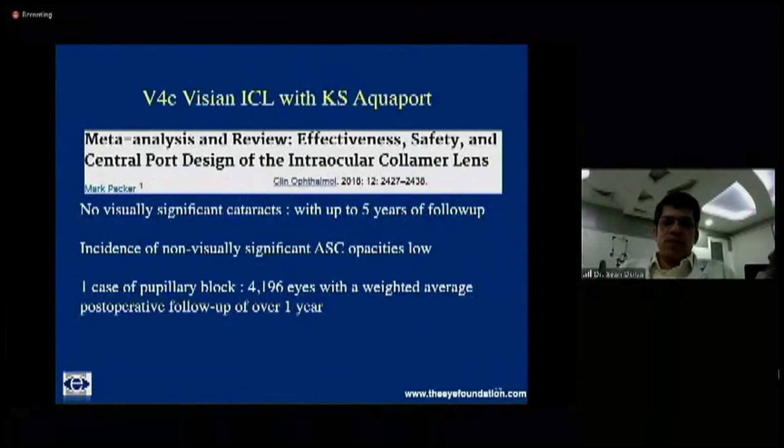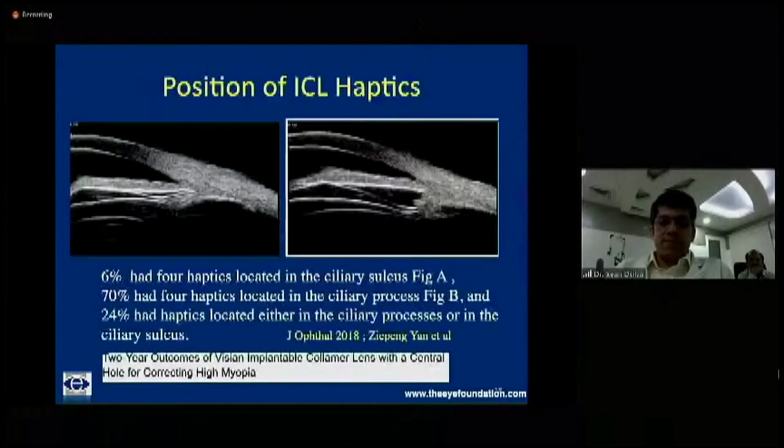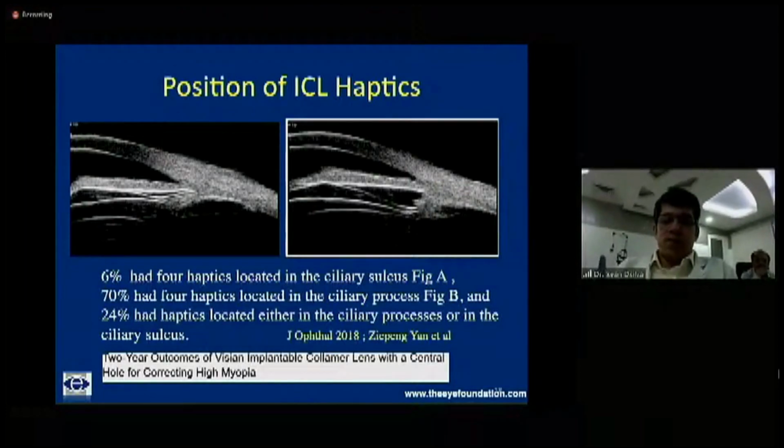The safety aspect of the V4C Vision ICL has been well established, and several studies have shown that there was no visually significant cataracts even up to 5 years of follow-up, very few anterior subcapsular opacities, and there was just one case of pupillary block in spite of no iridotomy being done. The position of the ICL haptics is very important, and with proper white-to-white measurements and sizing of the ICLs, 6% of cases had a proper location of the haptics in the ciliary sulcus, 70% had 4 haptics located over the ciliary processes, and 24% had either one of the two without any direct lenticular contact of the anterior lens surface.